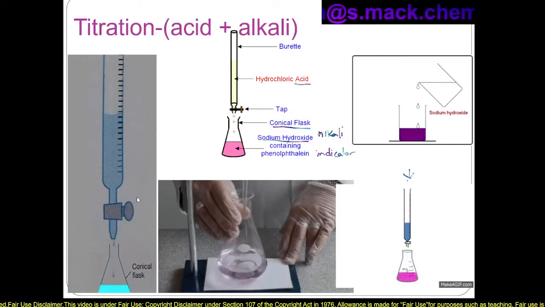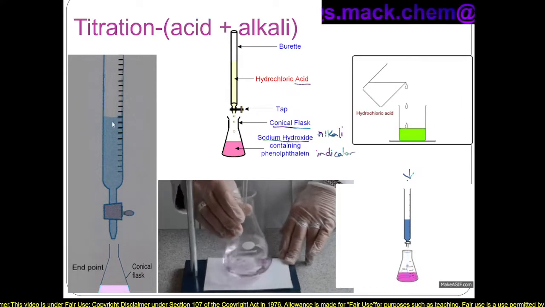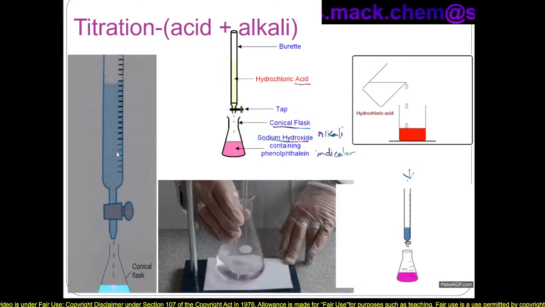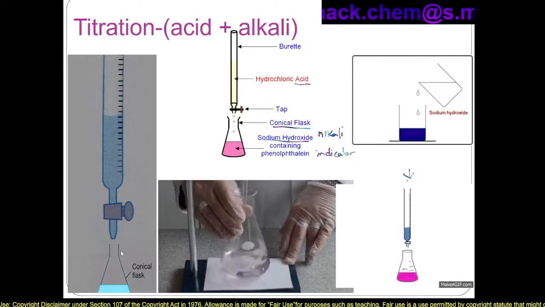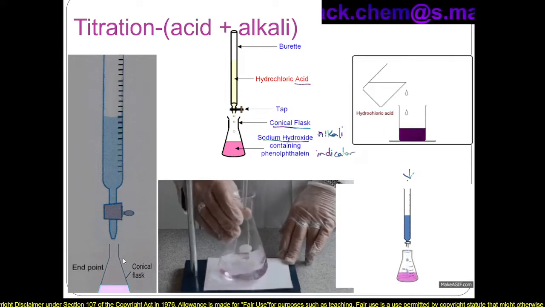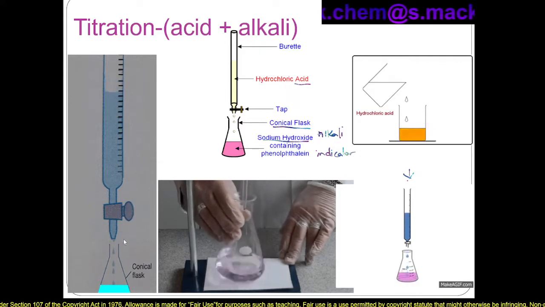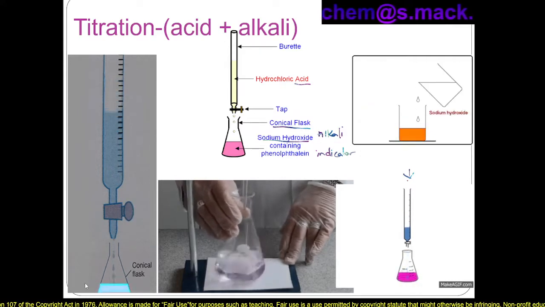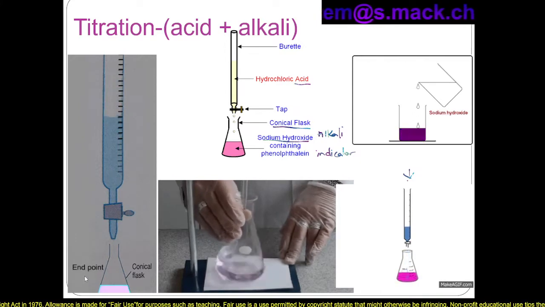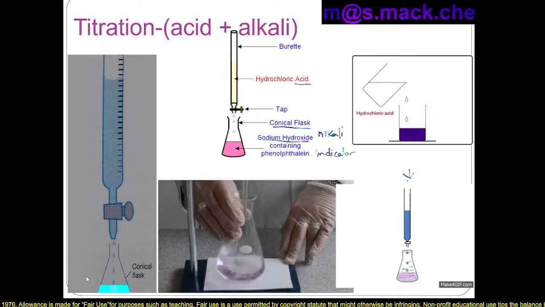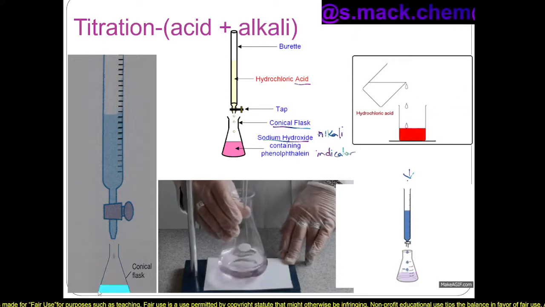I'm going to look to this diagram here, which once again shows the same procedure of the liquid from the burette, which is the acid, being dispensed into the conical flask containing the alkali until the indicator changes color. One term which is introduced here is called the endpoint. So when the indicator changes color, this is called the endpoint of the titration, and the tap in the burette is closed off.